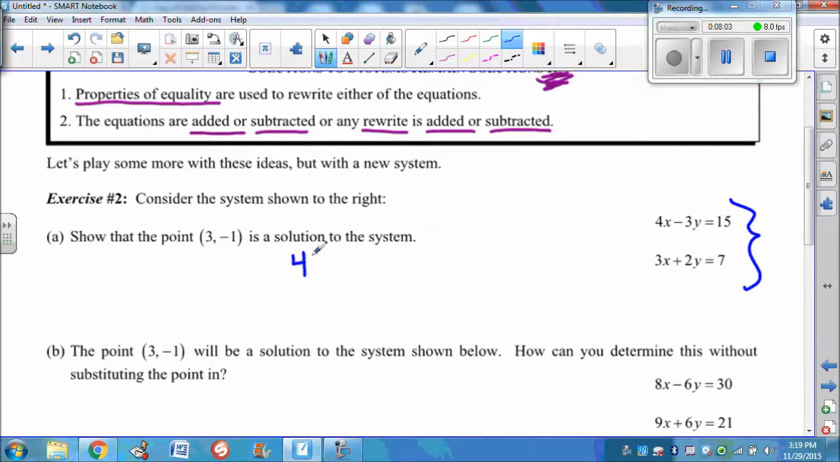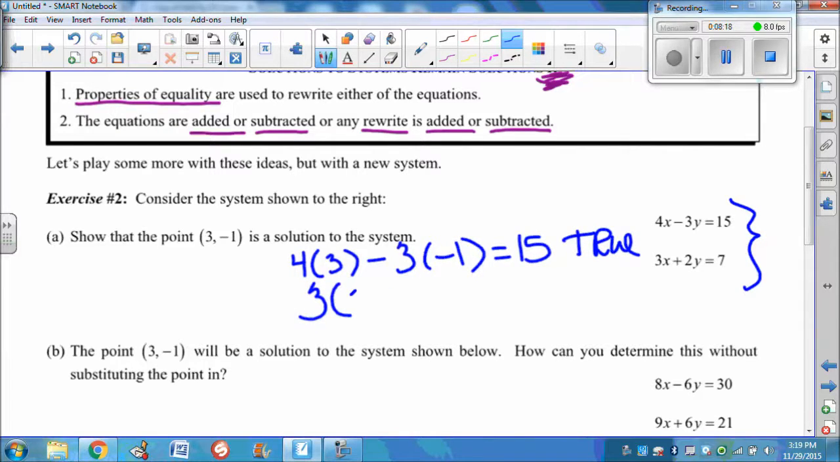So 4 times 3 minus 3 times -1, does that equal 15? We get 12 plus 3 is 15. Yep, that's true. But in order for it to be a solution to the system, it has to be true for both. Does that equal 7? So we get 9. Did I write something wrong? I did. Plus. There we go. So 9 minus 2, that's 7. Okay, so that's true. So it definitely is a solution.